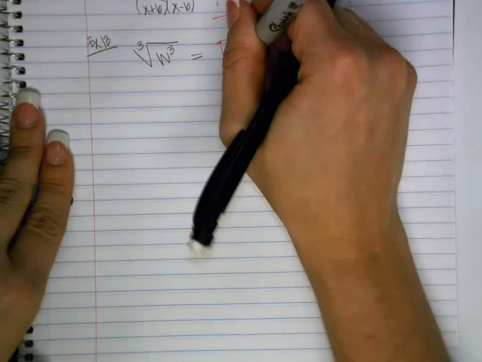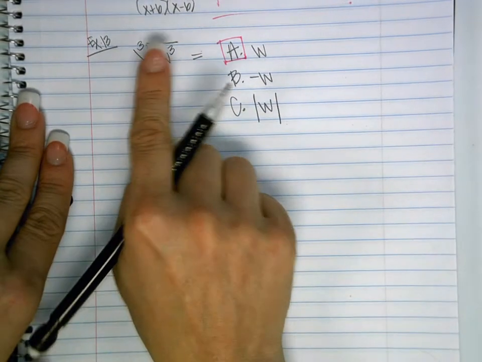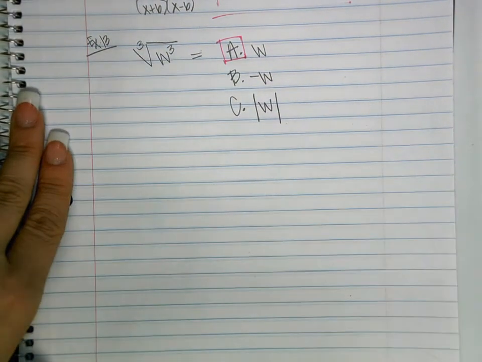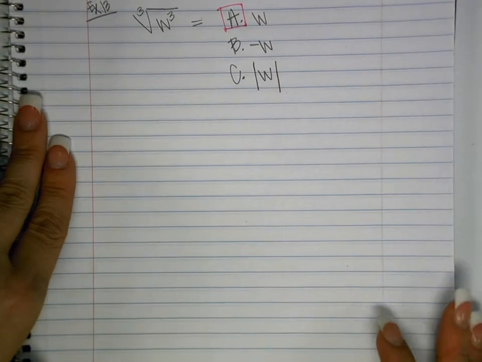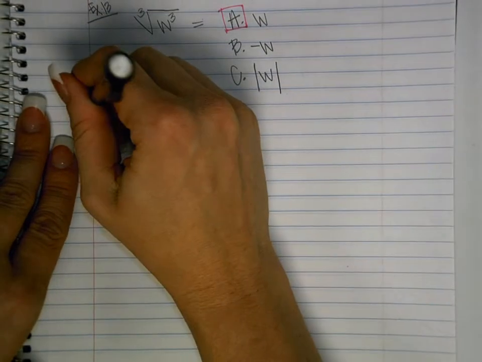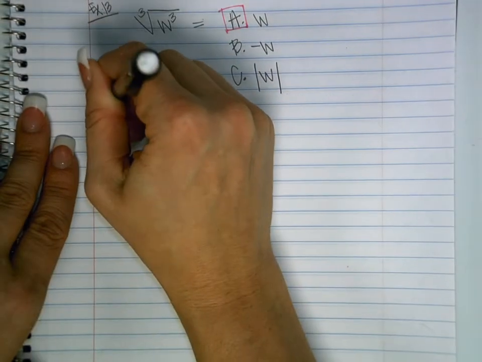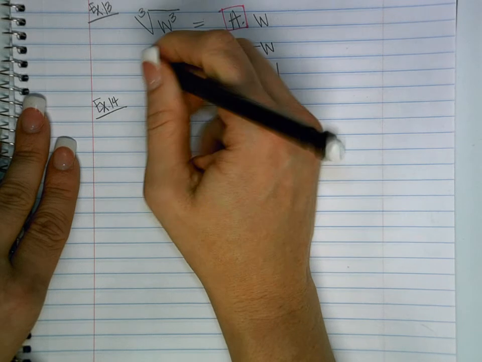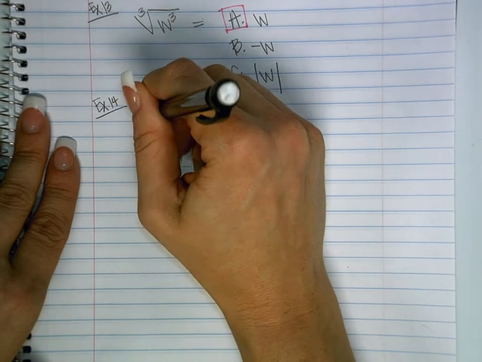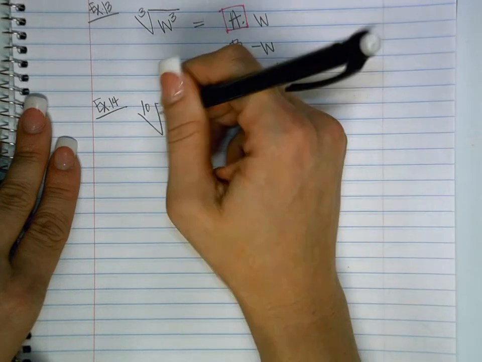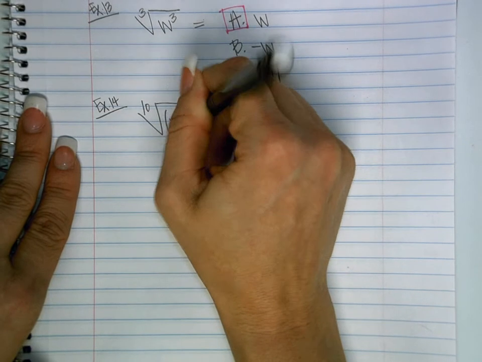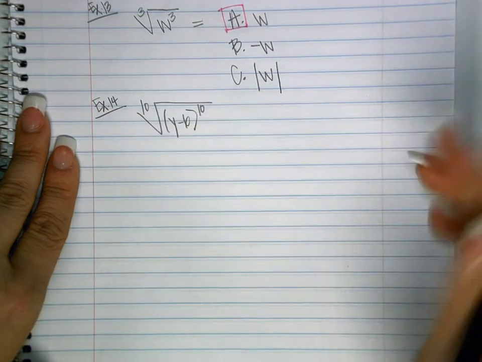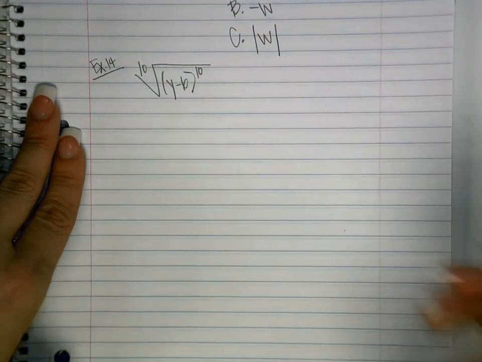Anytime you have an odd exponent and handle number, you just break it out. You do not have to get absolute value bars. Okay, try another one, another multiple choice. I'm going to ask for the 10th root of, 10 is your handle number, of y minus 6 to the 10th power.